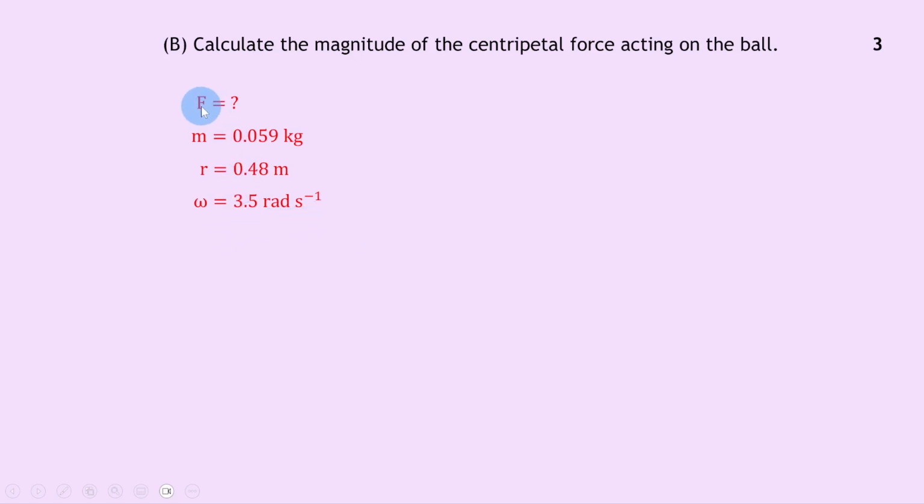So writing down our equation for centripetal force in terms of angular velocity omega, we have F equals m r omega squared. Substituting in the numbers gives 0.059 times 0.48 times 3.5 squared, and putting that into your calculator should give you an answer of 0.35 newtons.